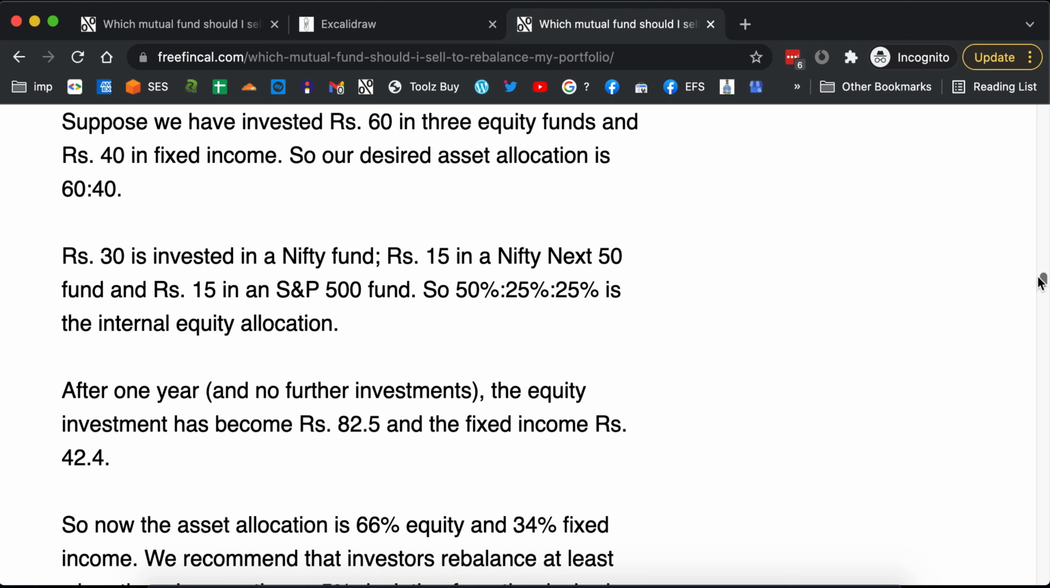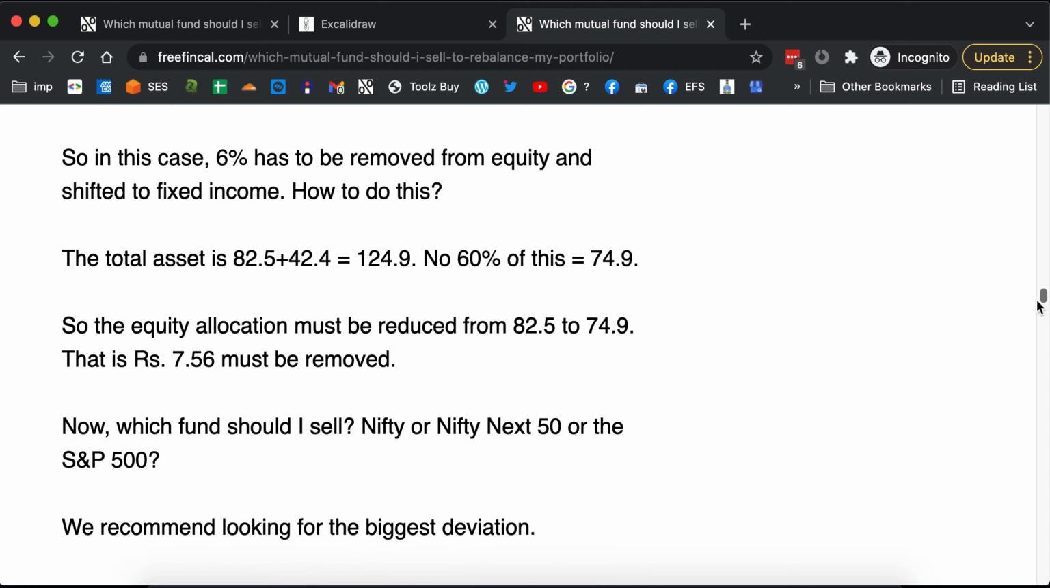I have a very specific example for this, how to change it and so on. You can have a look at that in the post. But to talk about it would be a little cumbersome. But that's about it. As long as you keep the overall asset allocation in mind, you should be fine.